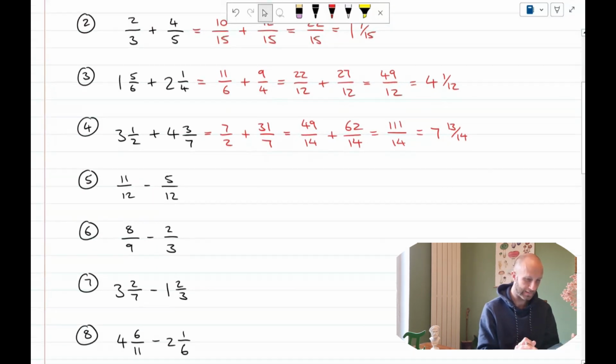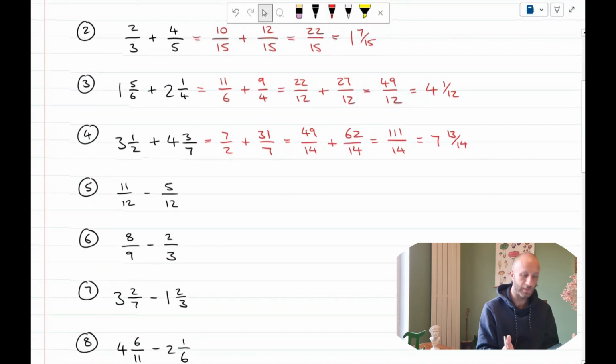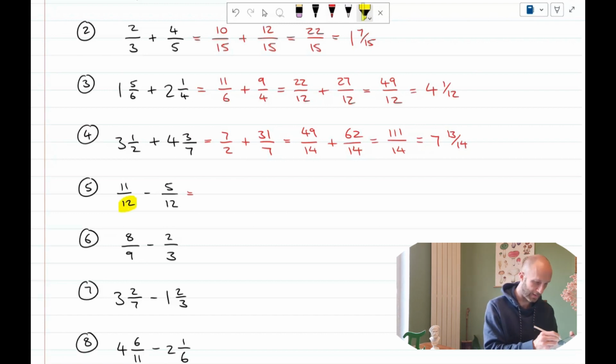Subtraction is exactly the same kind of idea. The difference with subtraction is that at the end you just subtract. It's not rocket science. You need common denominators. If the denominators are the same, I just go ahead and subtract the numerators. So check that they're the same, they are. They're both split into 12, these two. So I can just do 11 minus 5 to give me 6 over 12.